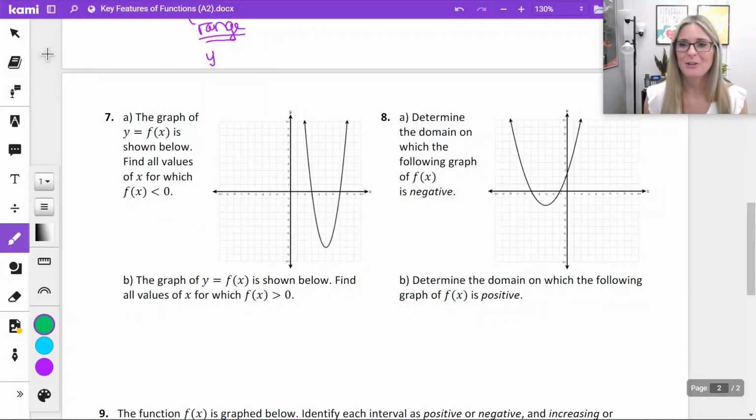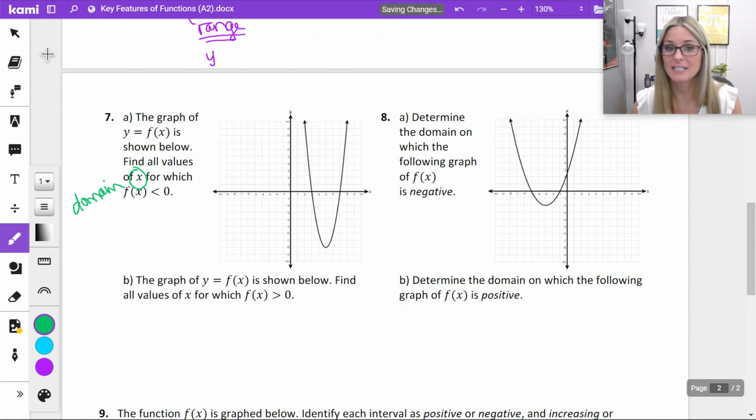On the second page of our notes, we're going to look at when a function is positive or when it is negative. So number 7, A says the graph of y equals f of x is shown below, shown to the right there. We're going to use that graph. Find all the values of x, or the domain, for which f of x is less than 0. Remember, f of x can mean the same as y. We're looking at our function when it is less than 0.